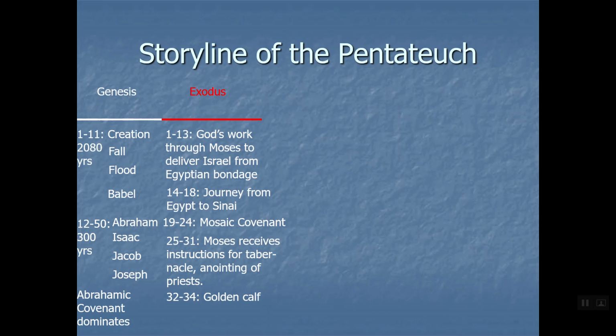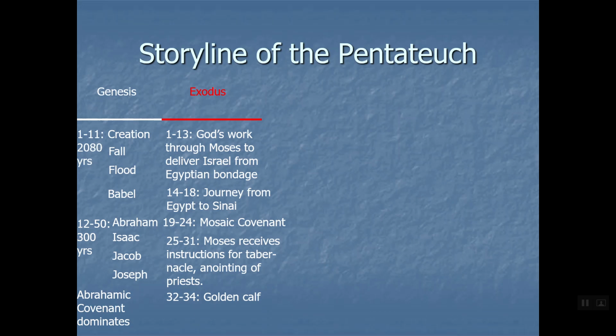Chapters 19 through 24 are the Mosaic Covenant, and we've talked a lot about that already, but those chapters spell out what God requires of Israel, and what he obligates himself to do for them as far as being their God and they being his people. They're to be a kingdom of priests and a holy nation before him. So 19 through 24 spells that out in detail.